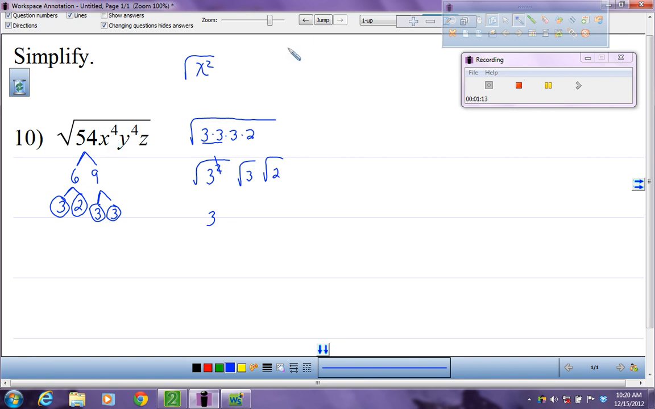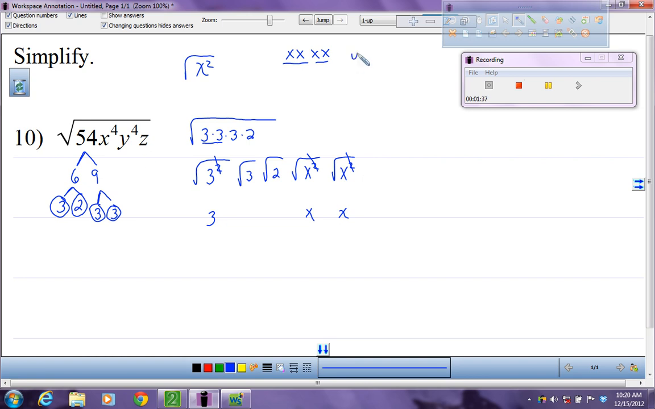Same thing for the x's. You got 4 x's, right? So I can make x squared and another x squared. And the reason for that is I can cancel that radical. It's gone. The only thing I have is the x.